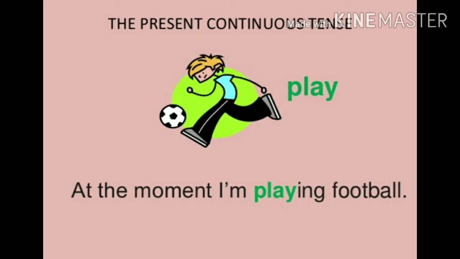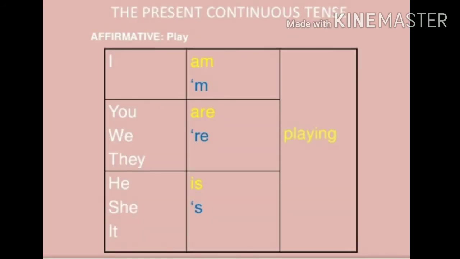We use present continuous tense to tell about an action at the moment of speaking. If it continues at the moment of speaking, we use present continuous tense. For example, here I'm playing football. That continues for a period of time. So there is a continuous action at the moment of speaking. So for such actions, we use present continuous tense.